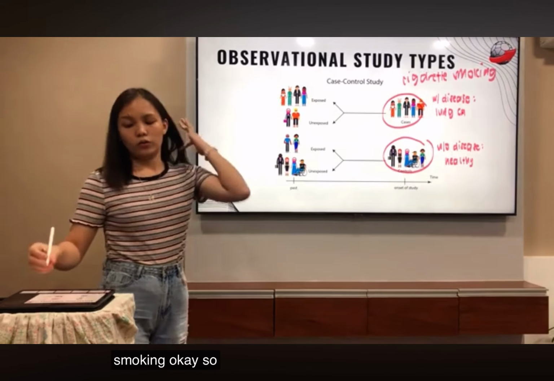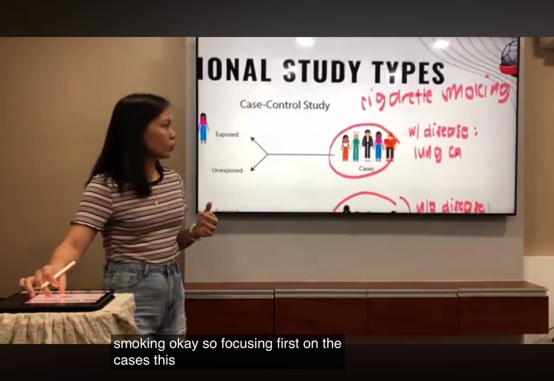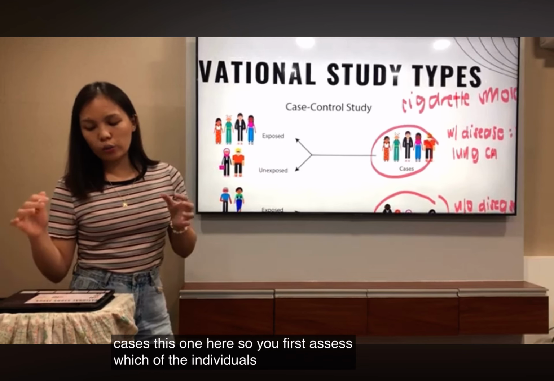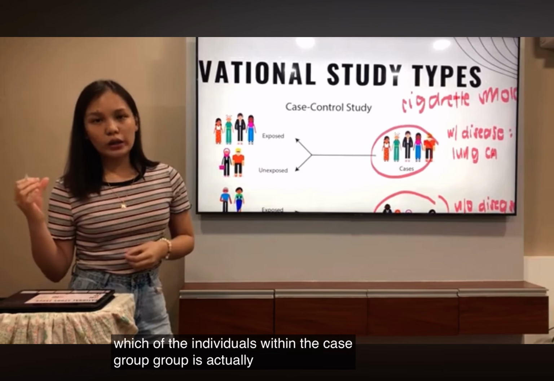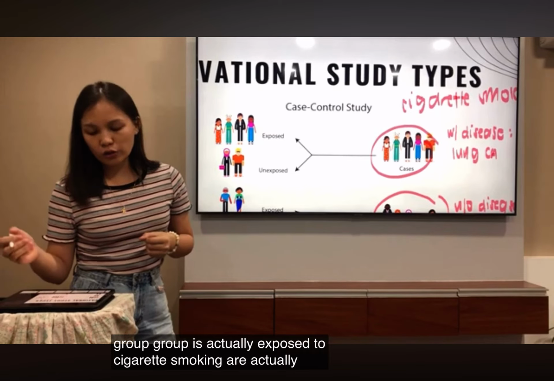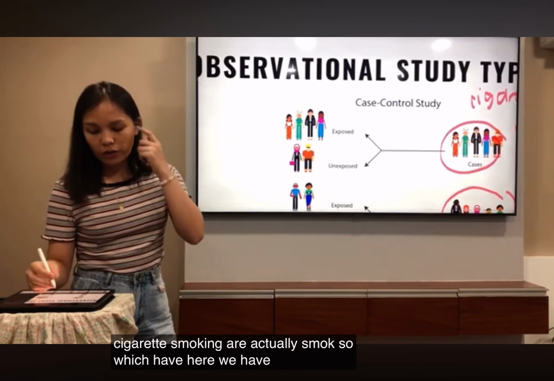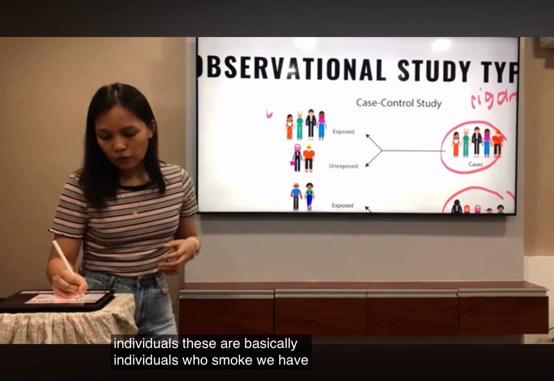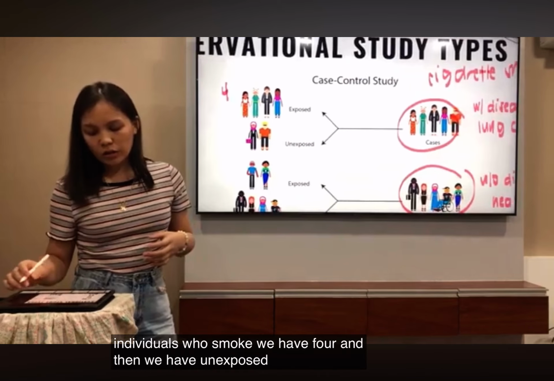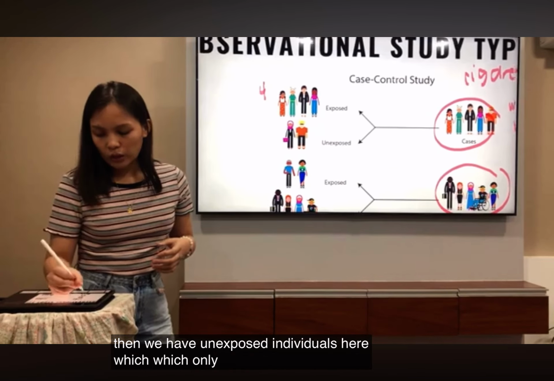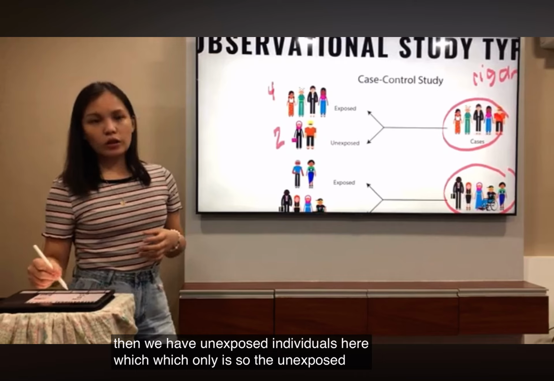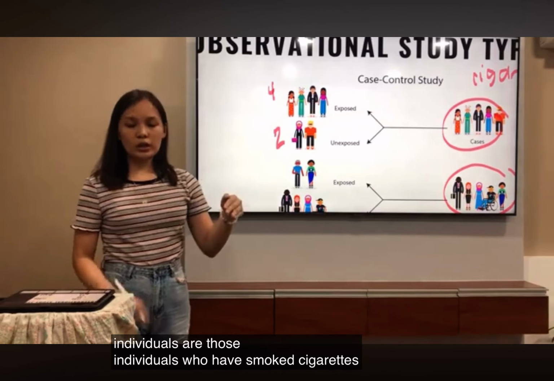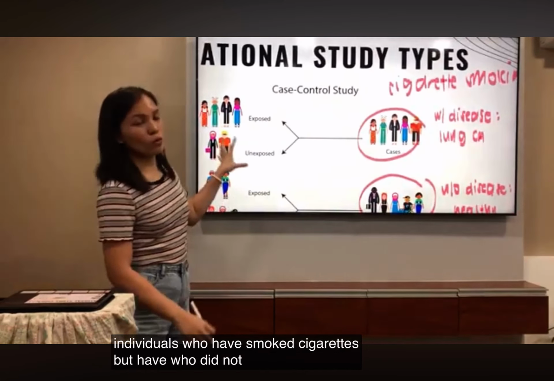Okay, so focusing first on the cases, this one here. You first assess which of the individuals within the case group were actually exposed to cigarette smoking, or actually smoked. So we have here the exposed individuals, basically individuals who smoke. We have 4, and then we have unexposed individuals here, which are only 2. The unexposed individuals are those who did not smoke cigarettes.